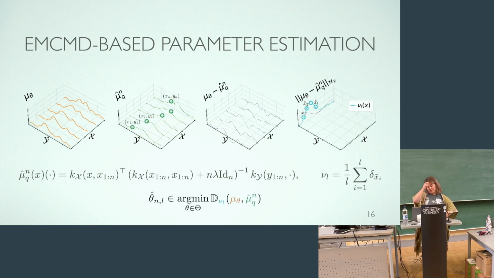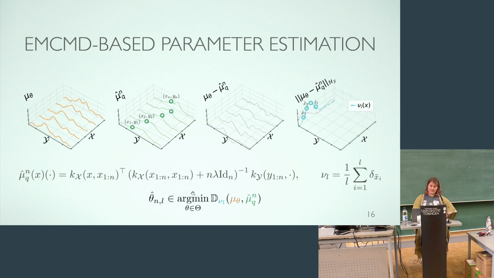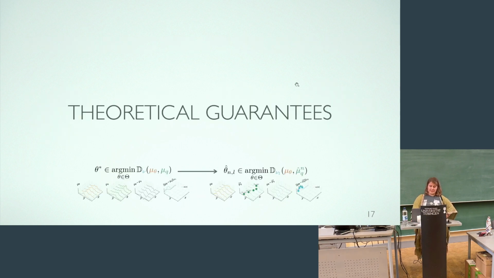And so now we have a reachable estimator for theta as a minimizer of this approximated EMCMD with approximated weight measure and an approximated conditional kernel mean embedding. So now we're going to look at what effect swapping theta star for theta hat has. At the limit of n and l going to infinity, will theta hat n,l approach theta star? Before I go into theory, are there any questions so far?